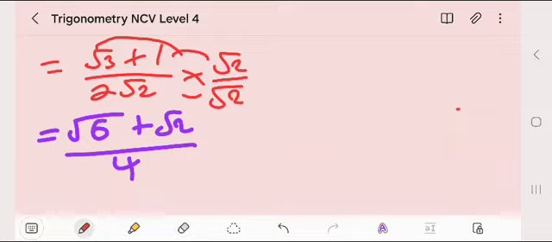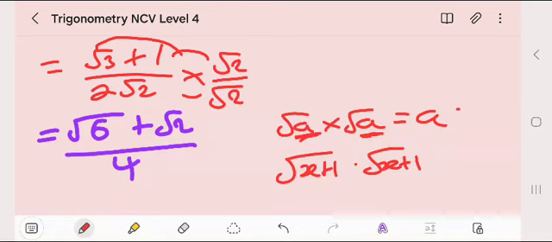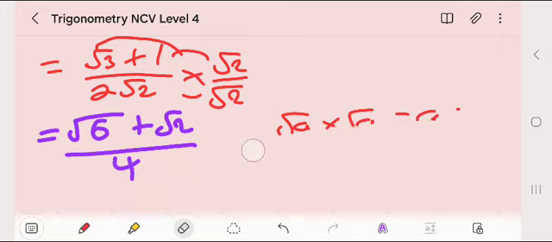Then here, as you can see, if you have the square root of a multiplied by the square root of a, we'll simply get a, if the things inside are equal. For example, if you have the square root of x plus 1 multiplied by the square root of x plus 1, this will simply equal x plus 1, since these things are exactly the same.